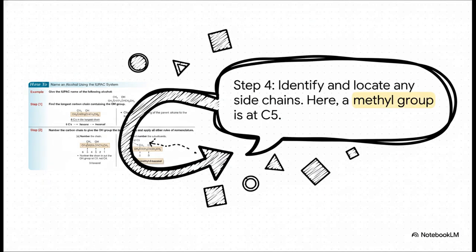Okay, on to the last part, step 4. We just have to ask, are there any other groups hanging off our main chain? And yep, if you look at carbon number 5, you'll see that little single carbon branch. We call that a methyl group. And since it's on carbon 5, its full name is 5-methyl.